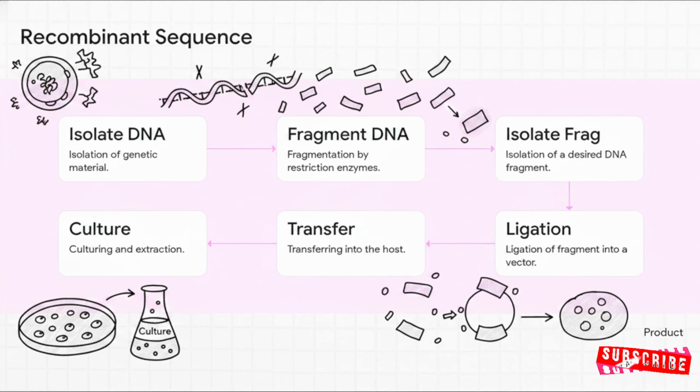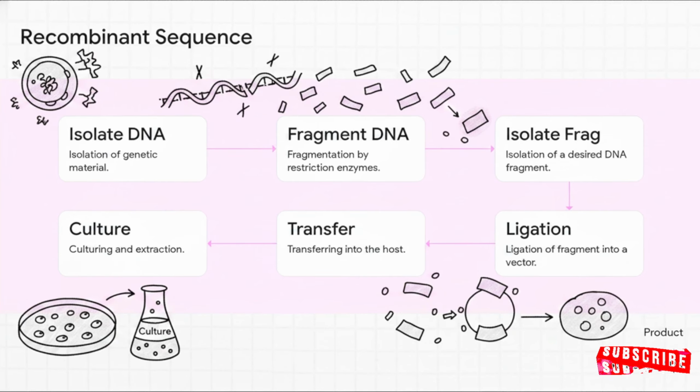First up, we have the isolation of DNA, basically breaking open the cell. Second, fragmenting that DNA using those restriction endonucleases we just talked about. Third, isolating the exact DNA fragment we actually want. Fourth, ligating or pasting that fragment into a vector. Fifth, transferring it all into a host organism. And finally, step 6, culturing those host cells on a massive scale so we can extract the final product.